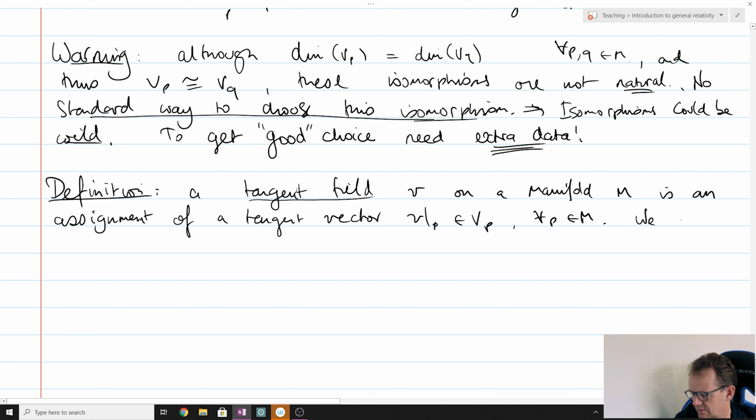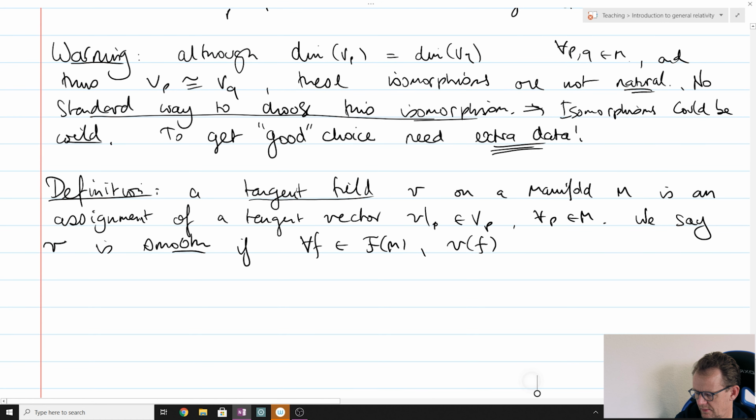We can characterize tangent fields. Some tangent fields are better than others. So we say V is smooth if for all smooth functions f on our manifold M, V applied to f is a C infinity function. It's really interesting that smoothness of a vector field can be defined without this extra data of a metric. Even though we're formally not allowed, we can define this notion without requiring that we compare vectors at nearby points. It's kind of interesting that we get away with it.